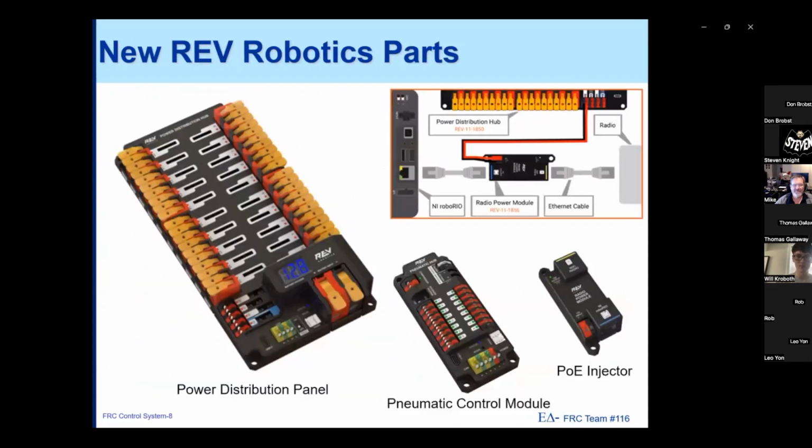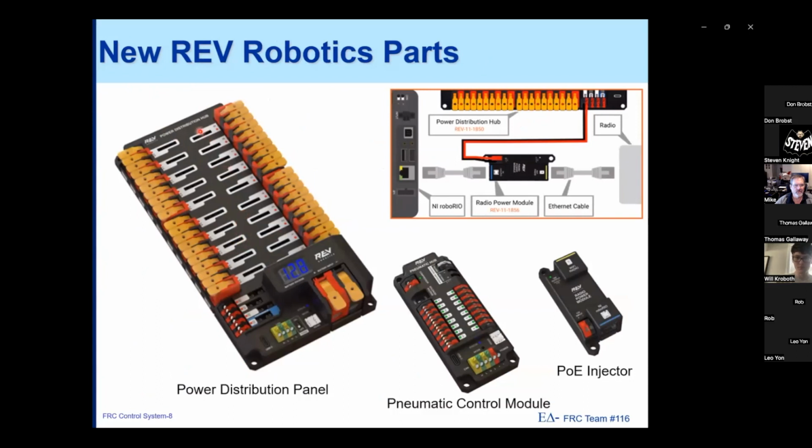Here are some of the new parts that are available from Rev Robotics as an option to the Cross the Road Electronics parts in the original FRC system. We see here the power distribution panel. This is the new PDP. It has the advantage that all of the circuits are capable of operating at 40 amp versus what we saw in the original power distribution panel.